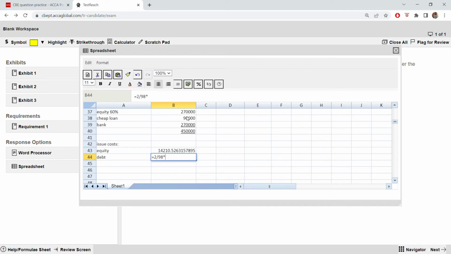Is it? Issue cost on, you have to see which one the issue cost is on, which loan? 90,000. Now round it up to whole number. Okay, we know how. You can even put it in this cell, or you yourself can manually do it.